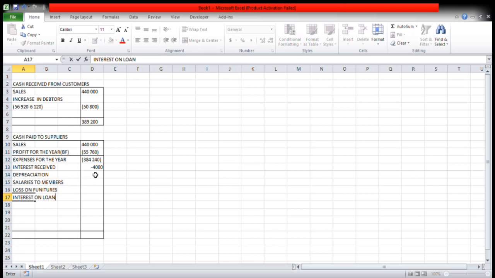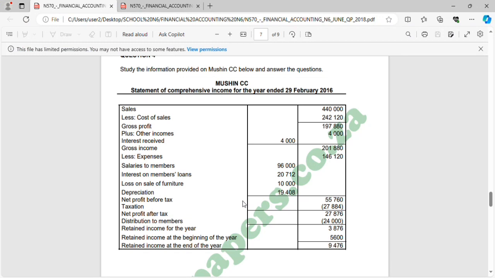So I'm just going to find the amount for depreciation. So let's deal with it. I'm going to start with the depreciation amount, which is 19,408. So it's 19,408, and then salaries to members is 96,000, and the interest on loan is 20,712, and the loss is 10,000. So I'm going to take the amounts the way they are.